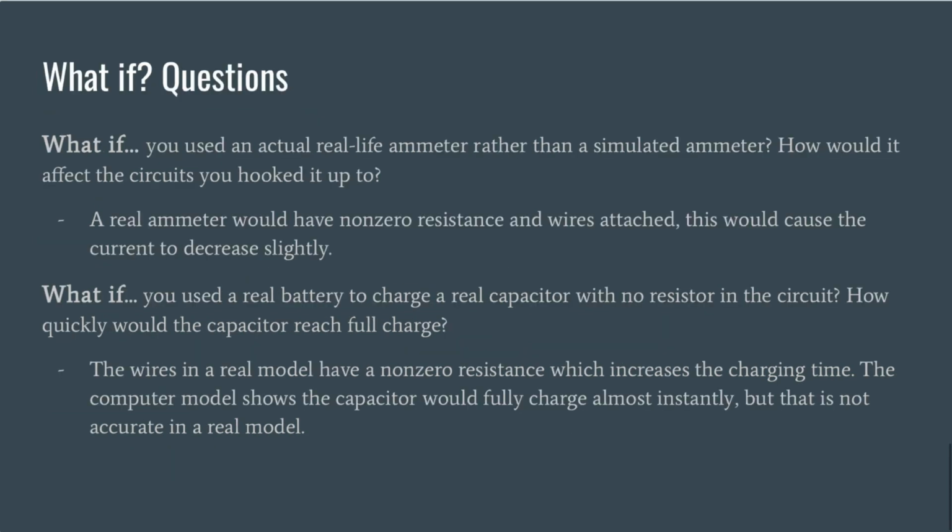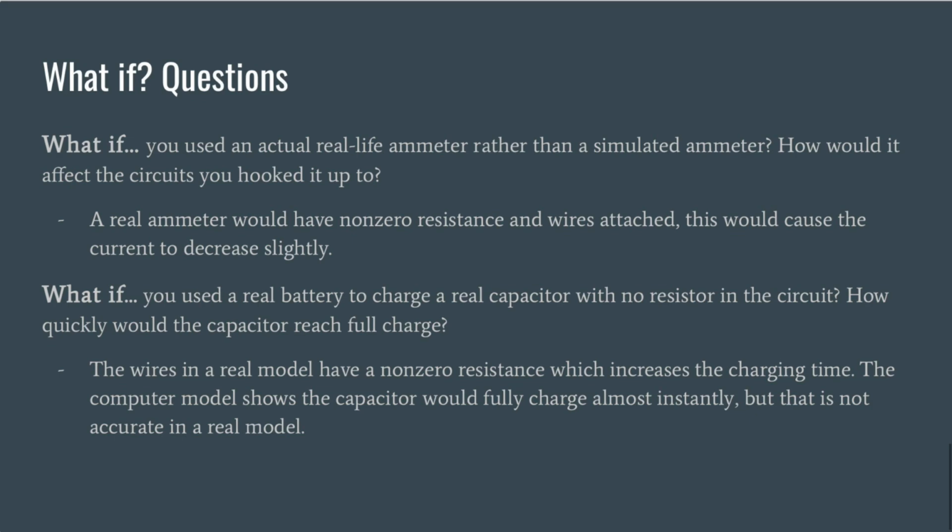Now finally looking at the what if questions, the first one asks, what if you used a real-life ammeter rather than a simulated ammeter? How would it affect the circuits you hooked it up to? So a real ammeter would have a non-zero resistance and real wires on it, and this would cause the current to decrease slightly because there's no way to make actual 0-volt wires.